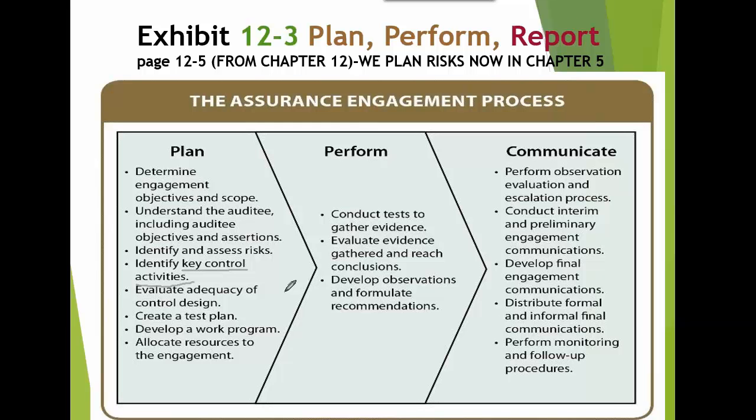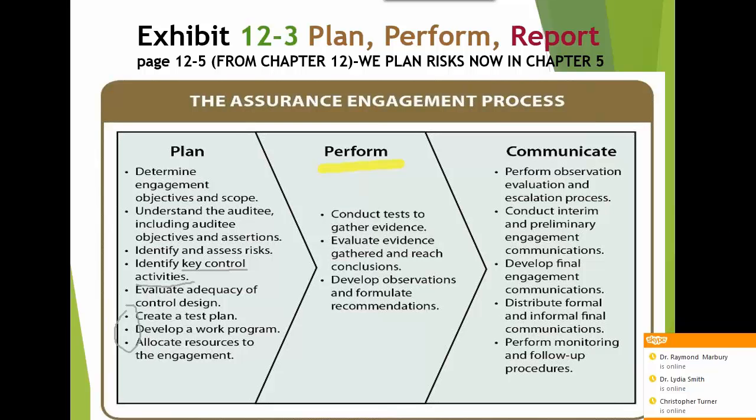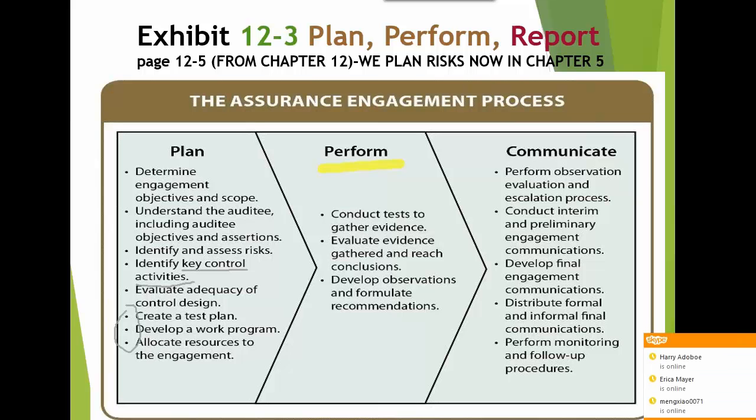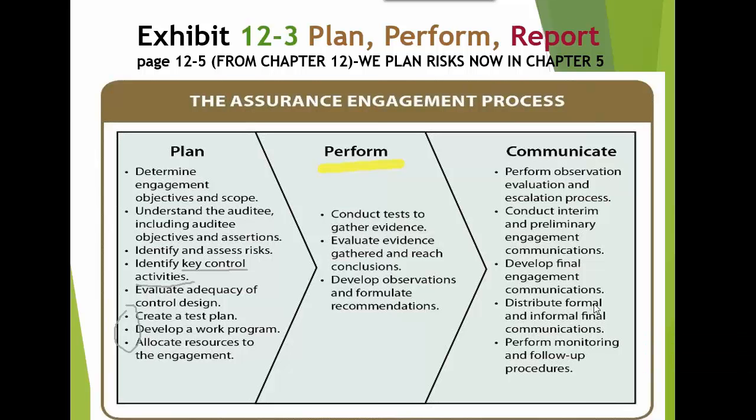Okay? Evaluate the adequacy of the control design, create a test plan, develop the work program, allocate resources to the engagement. Okay, so these last items here really are sort of the functional area related to audit management and very critical to what it is that we're trying to do. Okay, performing is we're going to conduct testing. Conducting testing is very similar to what we do from the perspective of the external auditor, in that we gather evidence, and we're gathering evidence related to the testing of assertions that we're doing.